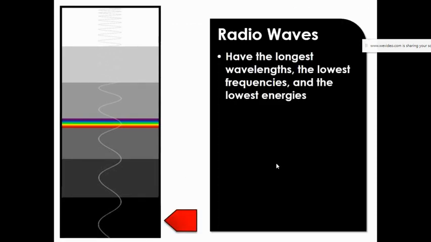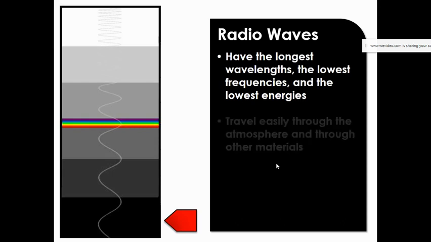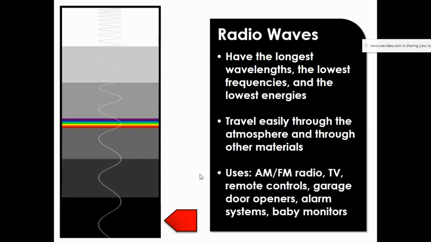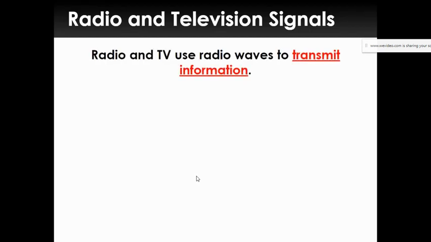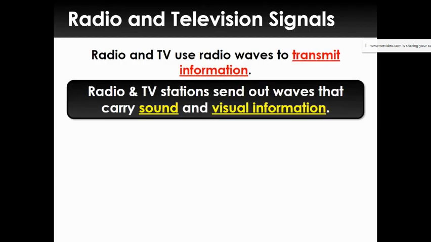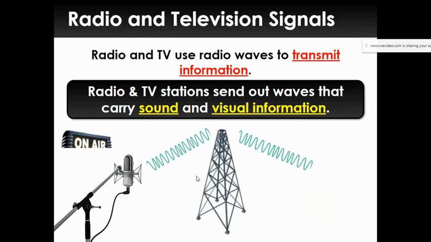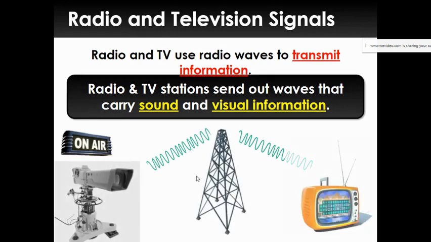So let's start with radio waves. They have the longest wavelengths and the lowest frequencies and the lowest energies. They travel easily through the atmosphere and other materials. And the uses of these are AM/FM radio, TV remotes, garage door openers, alarm systems, and baby monitors all use radio waves. Radio and television use radio waves to transmit information. They send out waves that carry sound and visual information in them, and those get transmitted to a radio or a TV.